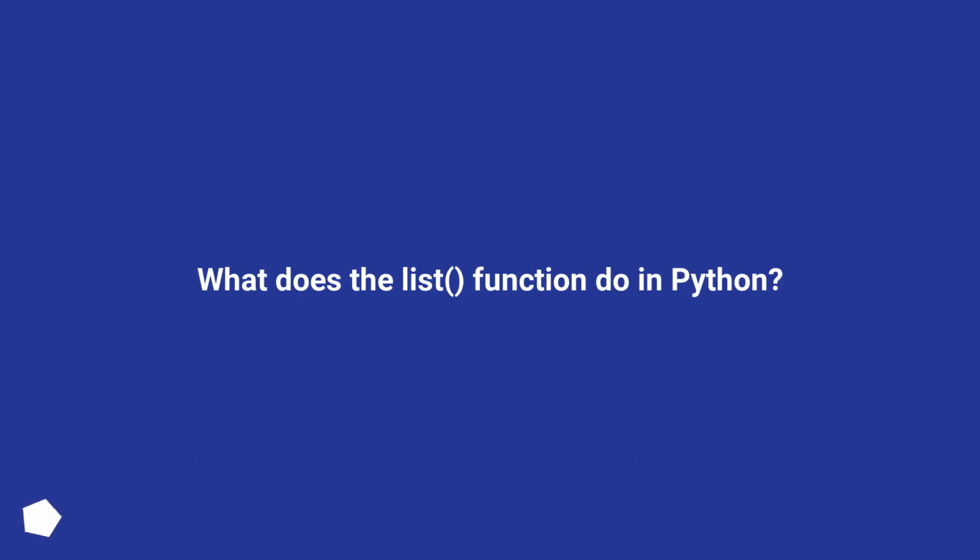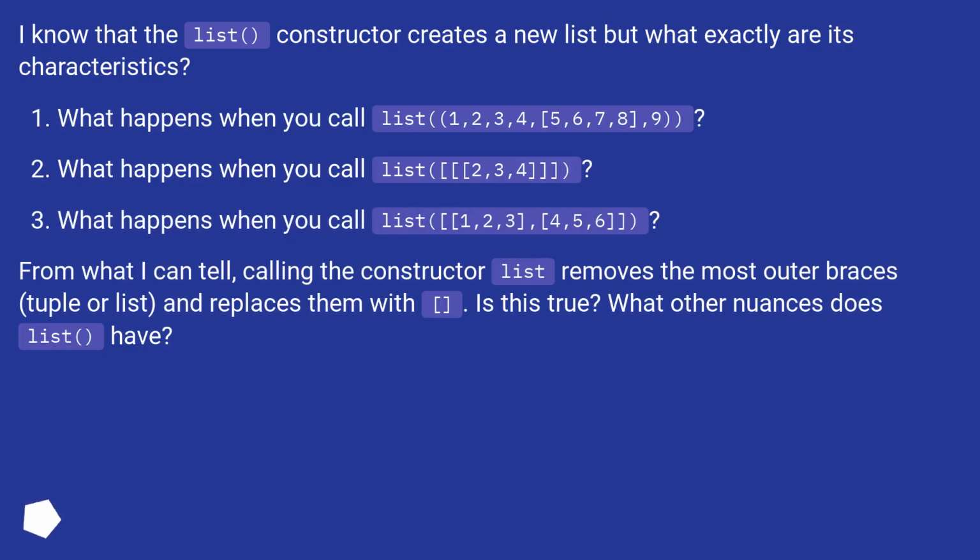What does the list function do in Python? I know that the list constructor creates a new list, but what exactly are its characteristics? What happens when you call list(1, 2, 3, 4, 5, 6, 7, 8, 9)? What happens when you call list(2, 3, 4)? What happens when you call list(1, 2, 3, 4, 5, 6)?